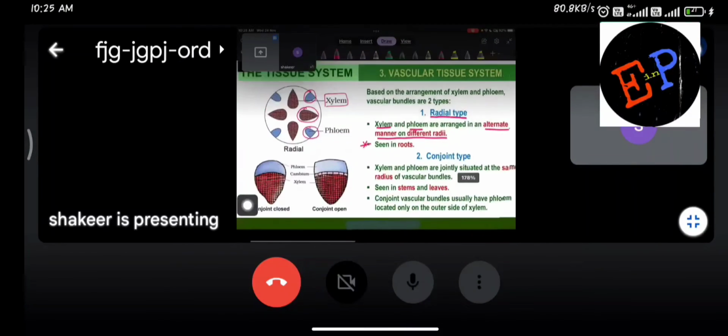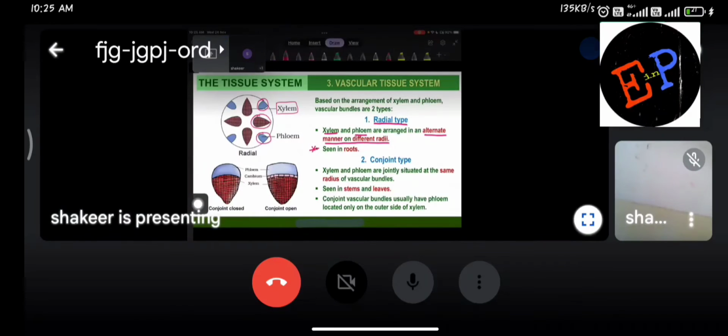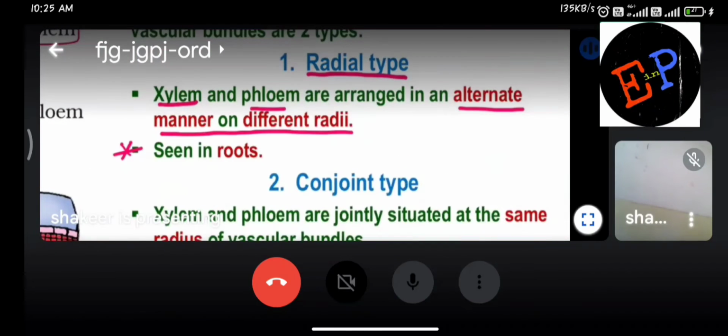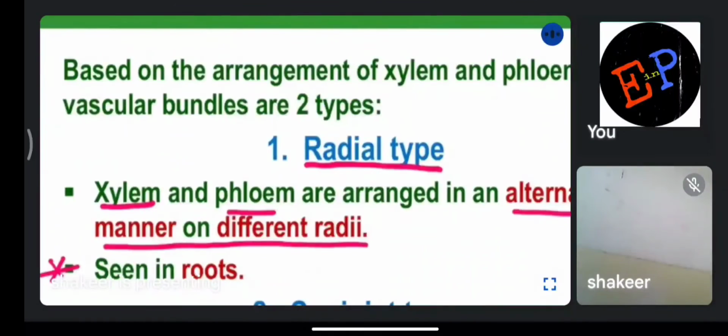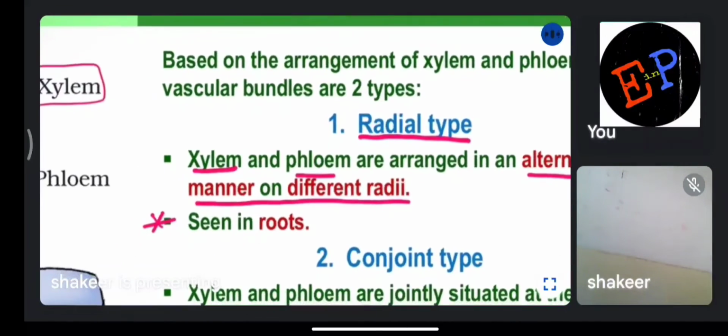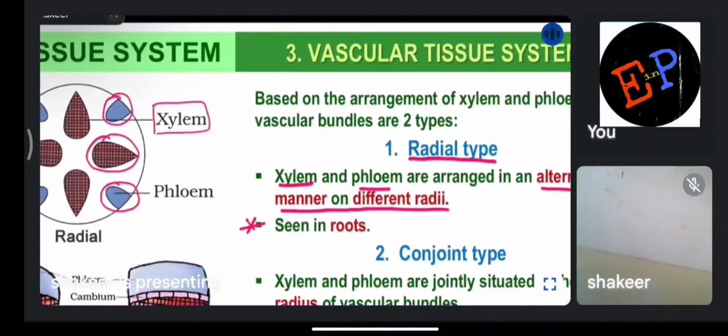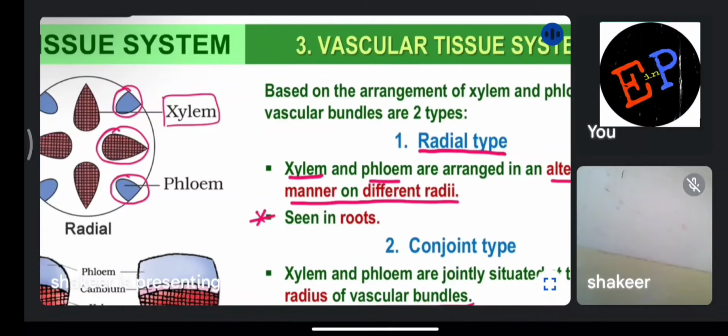Next one is conjoint type. The first one is radial, the second one is called conjoint type. Xylem and phloem are jointly situated at the same radius of the vascular bundle. Are you able to understand? They are present at the same region and at the same radius. They are seen in stems as well as leaves. This is the arrangement of conjoint type.